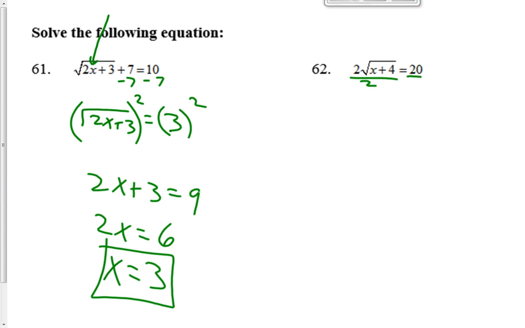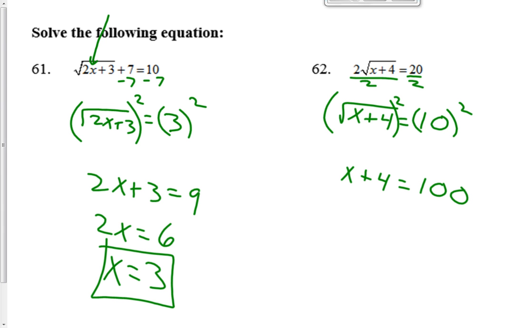62, divide both sides by 2. So the square root of x plus 4 equals 10. Now we can square both sides. x plus 4 equals 100. So x equals 94. Oh, sorry, 96. 100 minus 4 is 96.